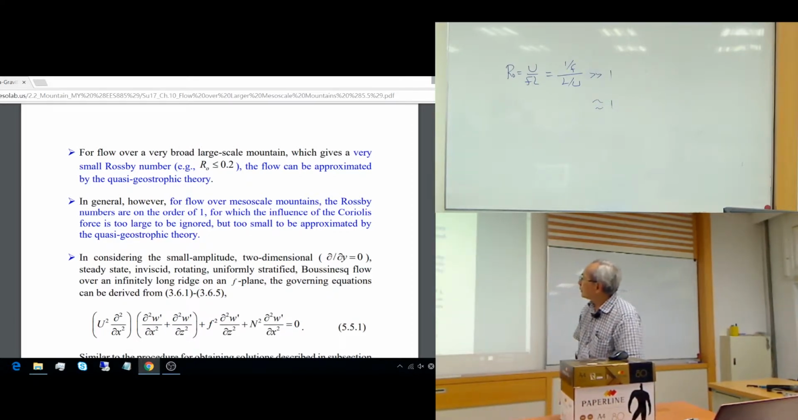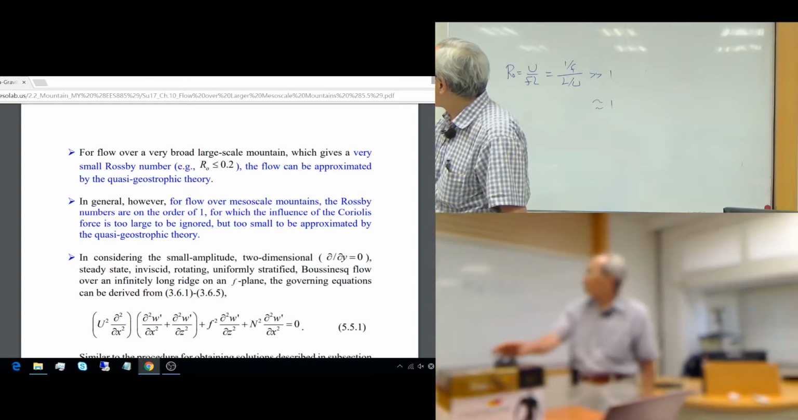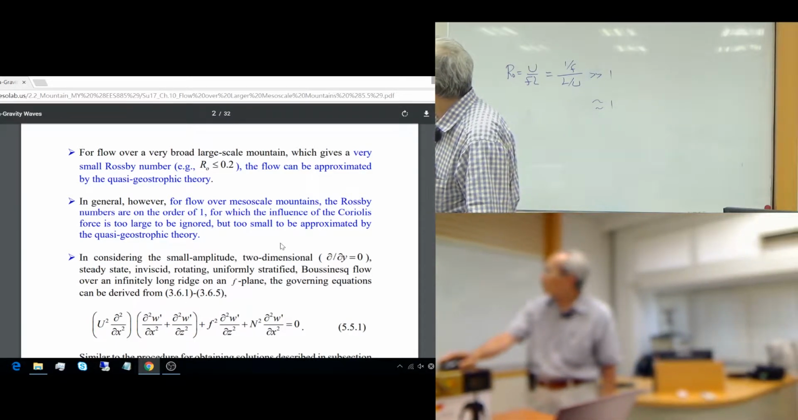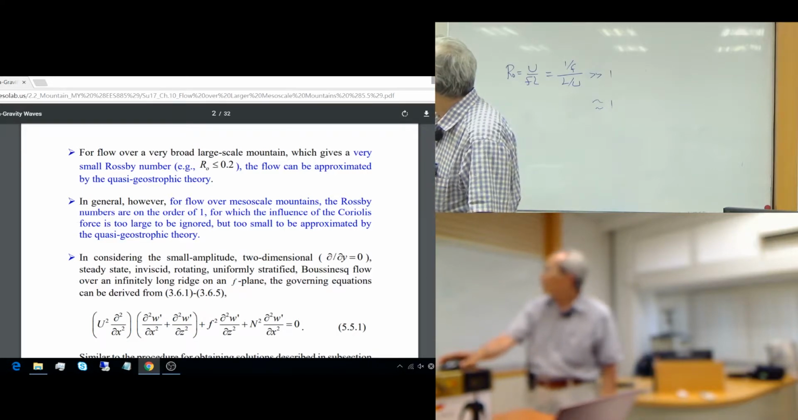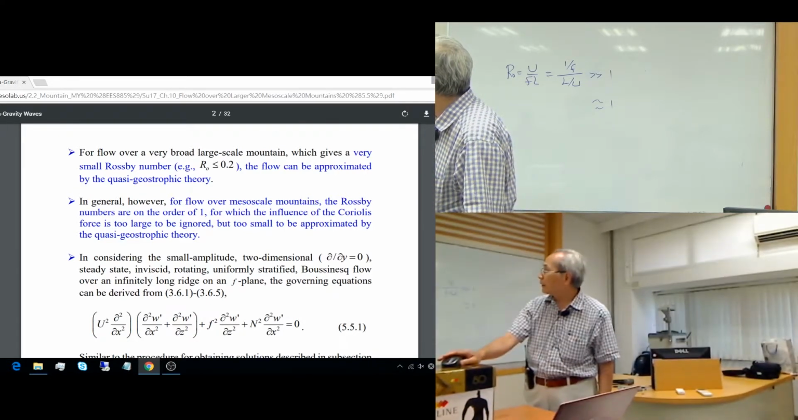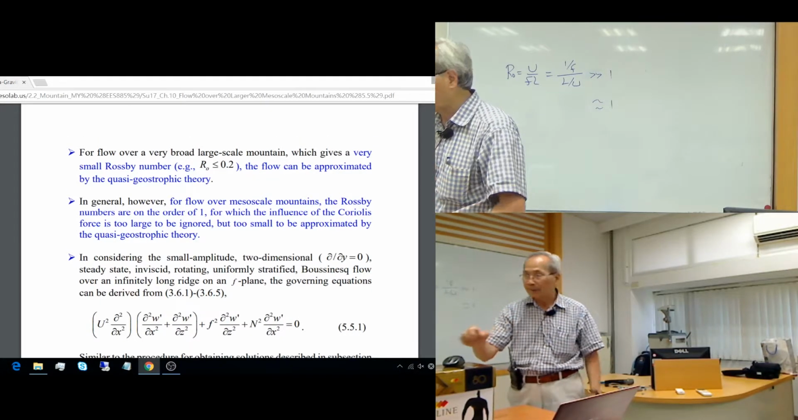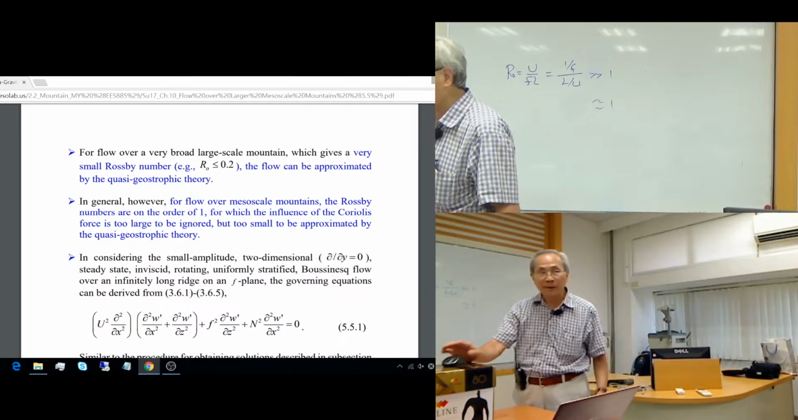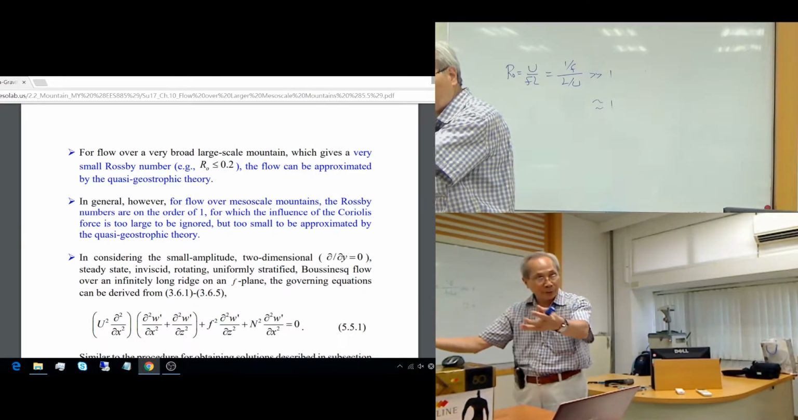In general, for flow over mesoscale mountains, those numbers are on the order of 1. So in this case, the influence of the Coriolis force is too large to be ignored. It's there, but too small to be approximated by quasi-geostrophic theory. So it becomes difficult to deal with, because you have to include it, but you cannot use quasi-geostrophic theory.